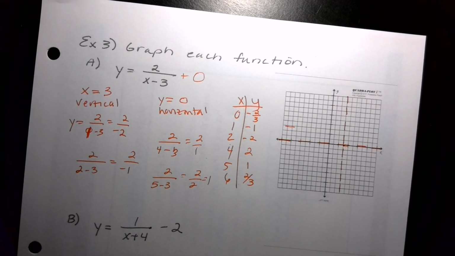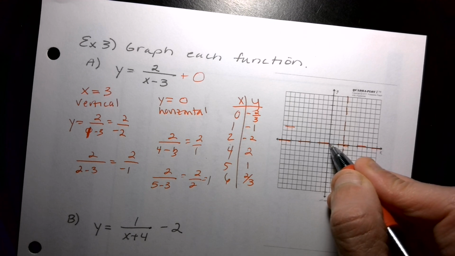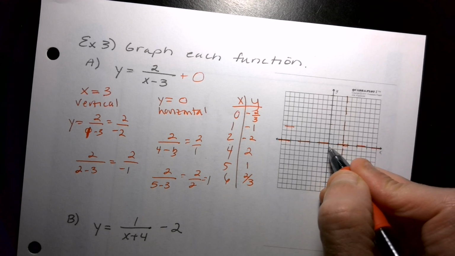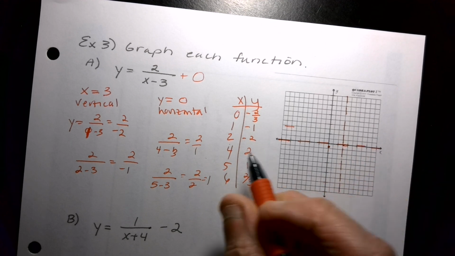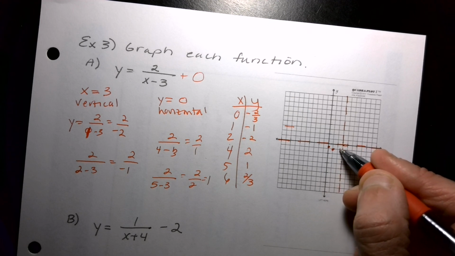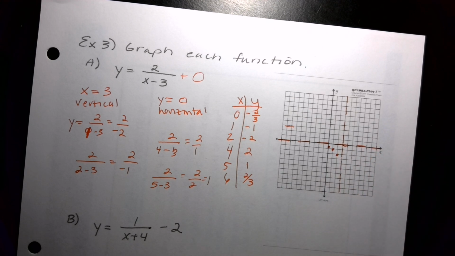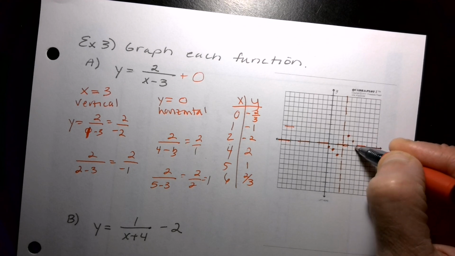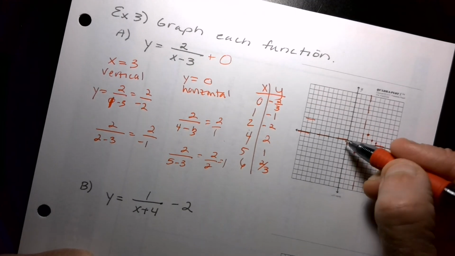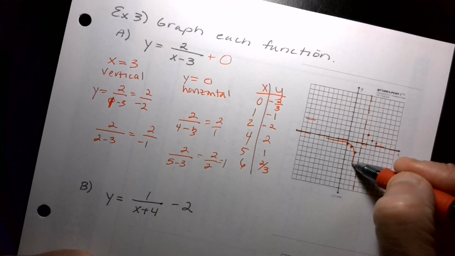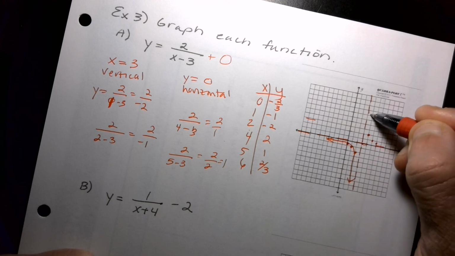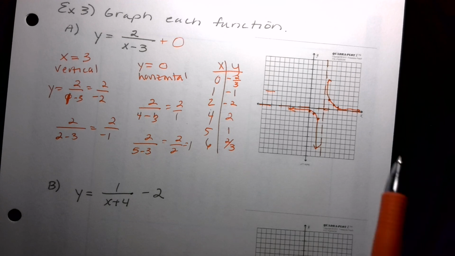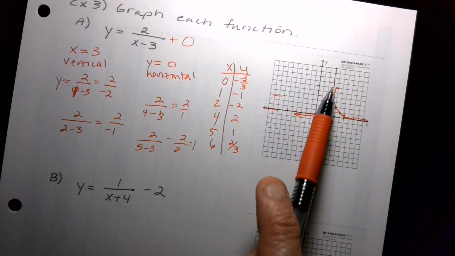Good. So let's graph these. So 0, negative 2/3. And I probably should have made my graph a little bigger, but I didn't. So I'm just still going to go with it. Right here, 1, negative 1, 2, negative 2. So it starts to curve a little sharper. 4, 2, 5, 1, and 6, 2/3. So it is going to curve like this. Oh, here you go. You guys can see this cool graph. And they curve like that. Keep in mind, it never touches those lines, does it?